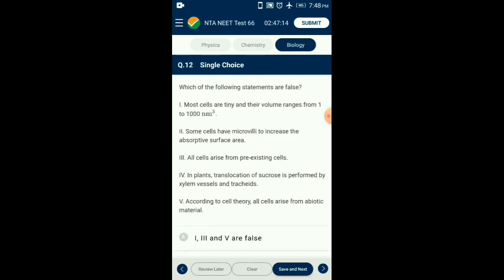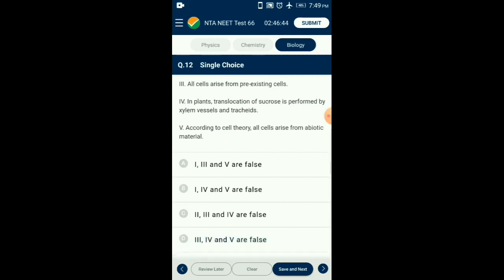Question number 12. Which of the following statements are false? In plants, translocation of sucrose is performed by phloem vessels and tracheids. According to cell theory, all cells arise from pre-existing living cells. Eukaryotic cells normally range between 1 to 100 micron in diameter, and prokaryotic cell size ranges from 0.1 to 5 micron in diameter. So the answer for this question is option B. From the given 5 statements, statement 1, 4 and 5 are wrongly given.